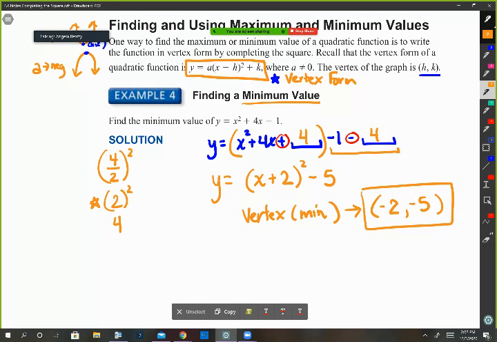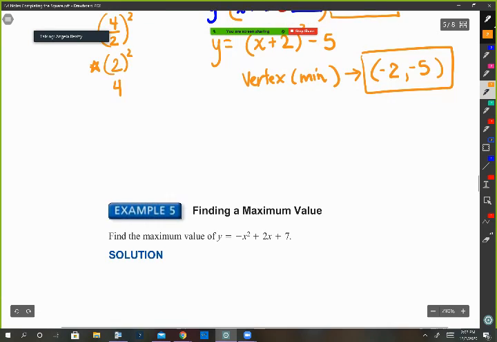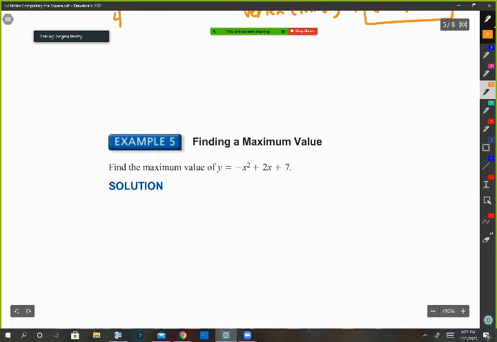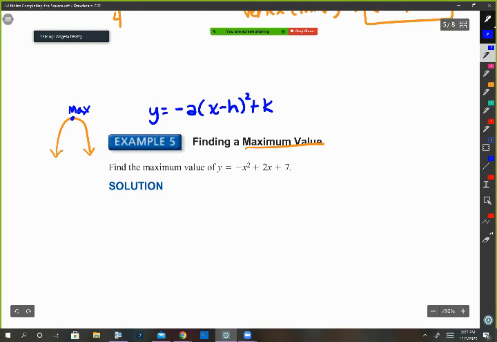All right, so the next thing that they ask us to do is find the maximum value. And so remember, a maximum value means that my u is going to go upside down, and you have a highest point here. And the only thing that changes is that your equation is going to have a negative out in front. It's -a times x minus h squared plus k. And that's the only thing that's different, is there's a negative out in front.